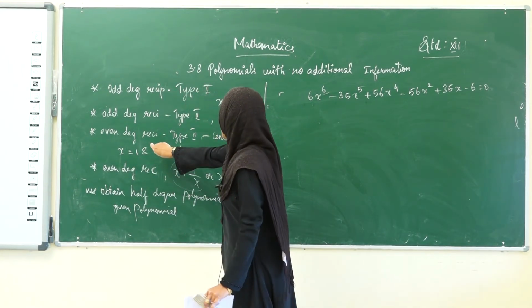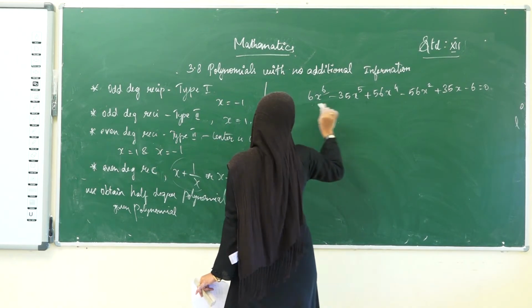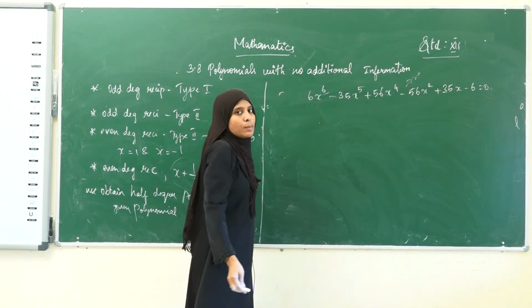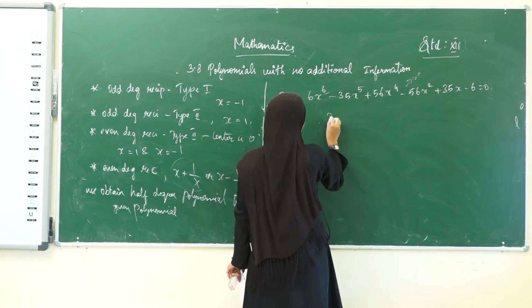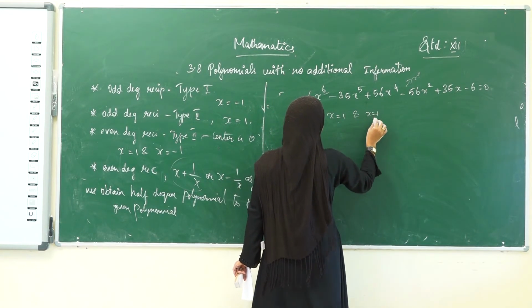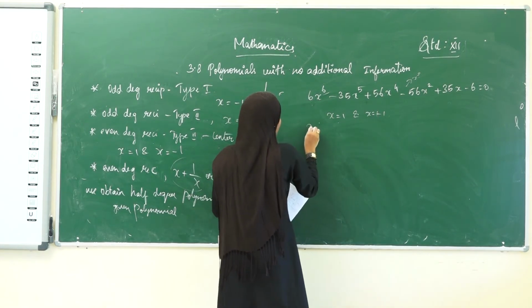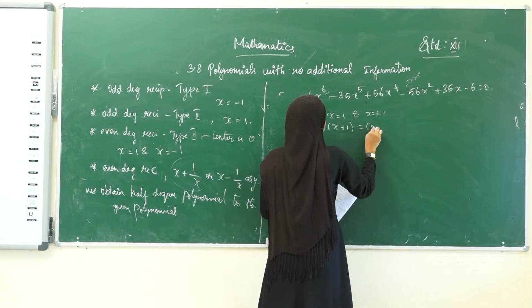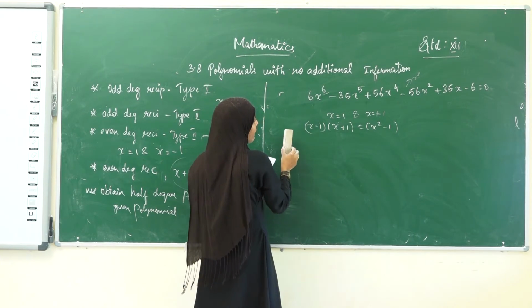What's the solution? Even degree reciprocal equation of type 2 with center term 0. Here we don't have the x cube term, the coefficient of the x cube term is 0. Therefore, two roots will be x is equal to 1 and x is equal to minus 1. What are the factors? x minus 1 into x plus 1, which is equal to x square minus 1. We found a factor.